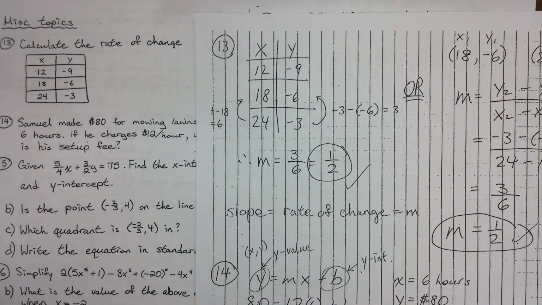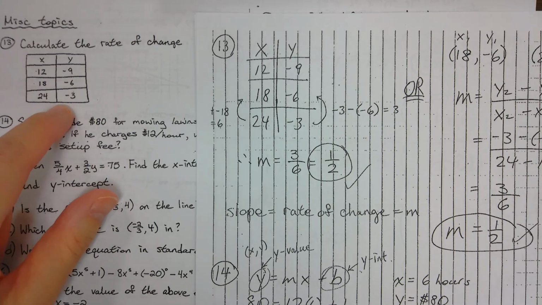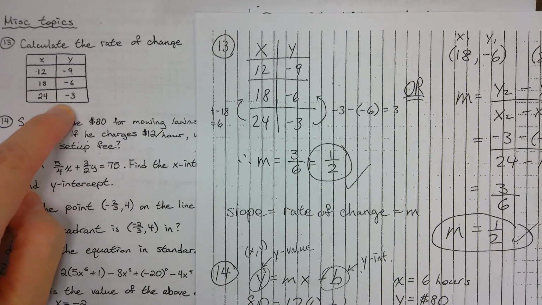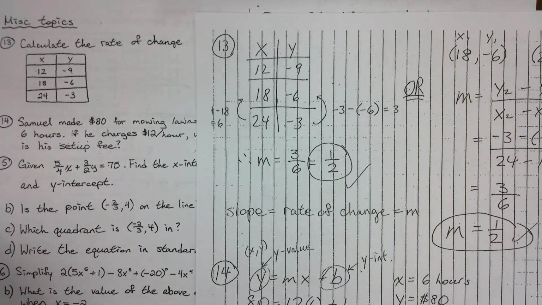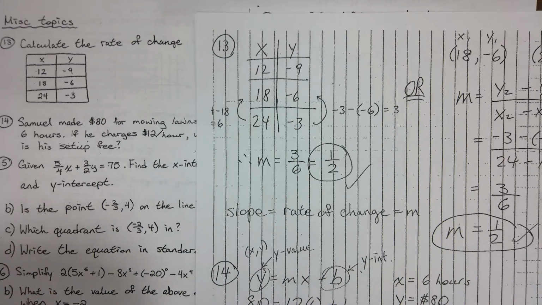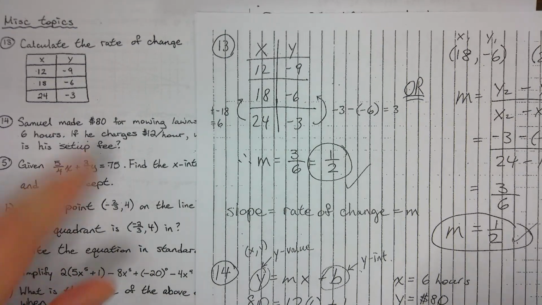Okay, so continue taking up the exam review package. Number 13, you're given a table right here. And you're asked to find the rate of change. What's another name for rate of change? Oh, slope. Okay, yep. So, or rise over run, or finding the difference in y over the difference in x.